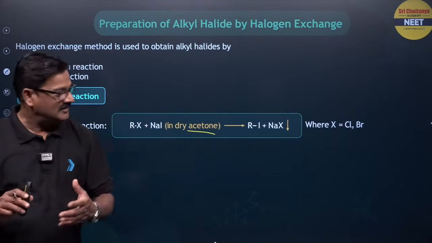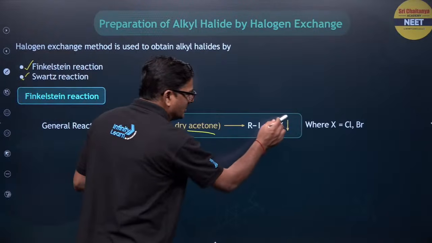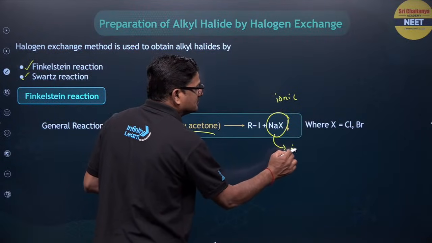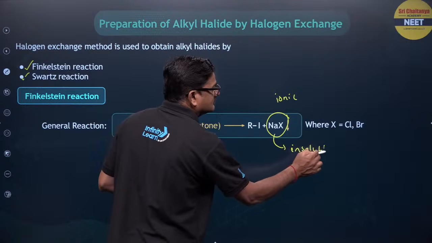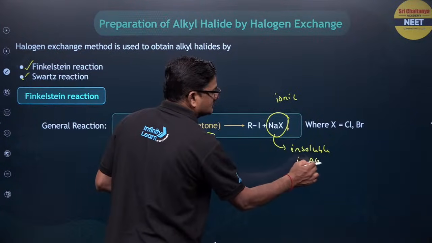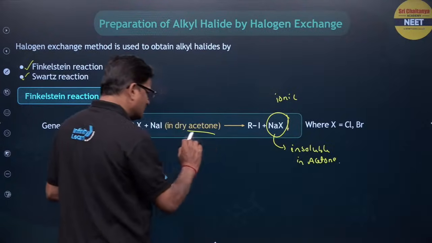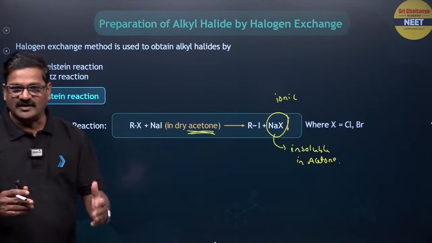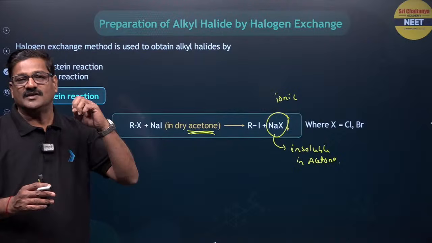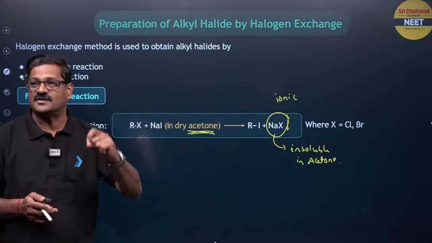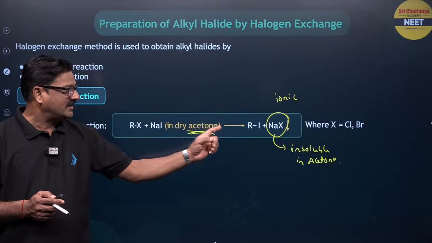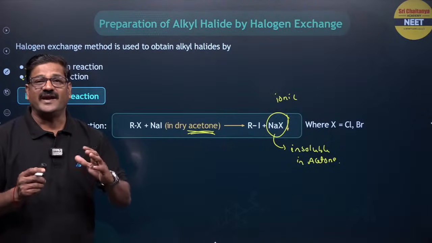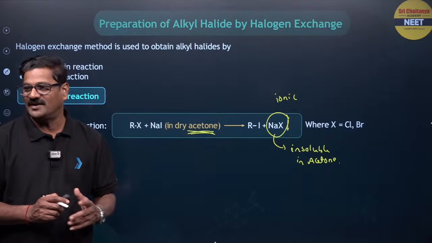In the presence of acetone, NaX, being ionic, is insoluble in acetone. That's the reason why this is the Finkelstein reaction: RCl plus NaI gives RI plus NaCl in the presence of acetone. So what is the significance of using acetone? NaCl or NaX, being ionic in nature, is insoluble in acetone as a solvent, right?